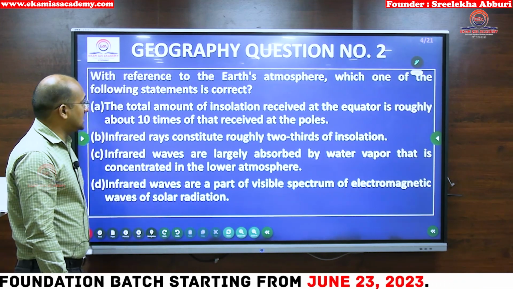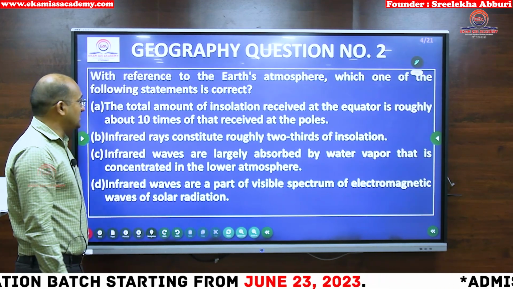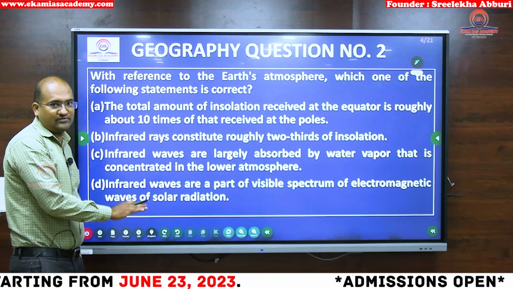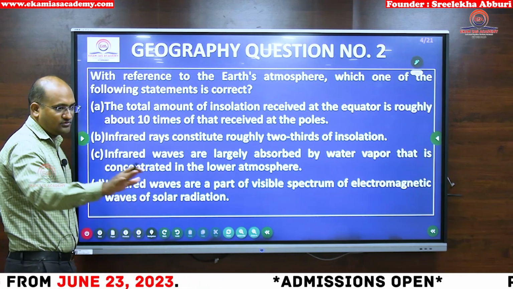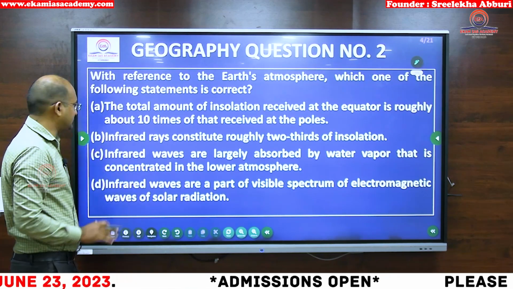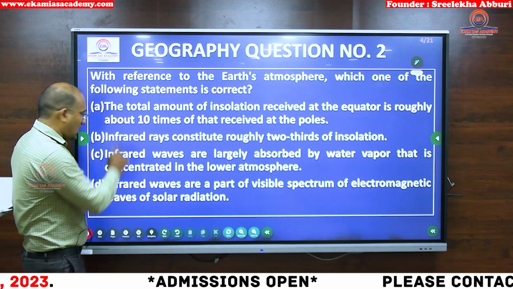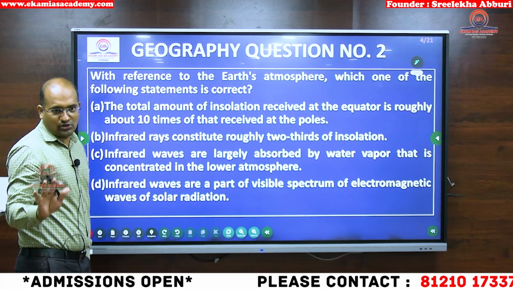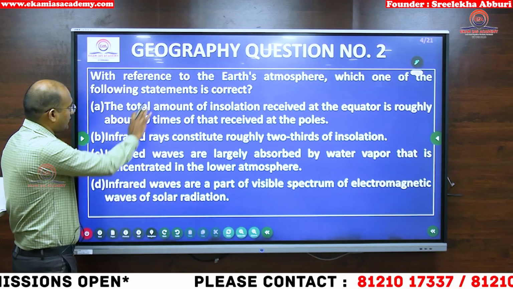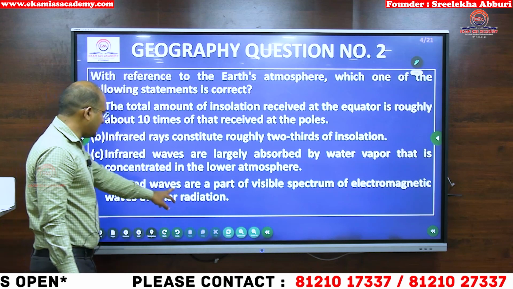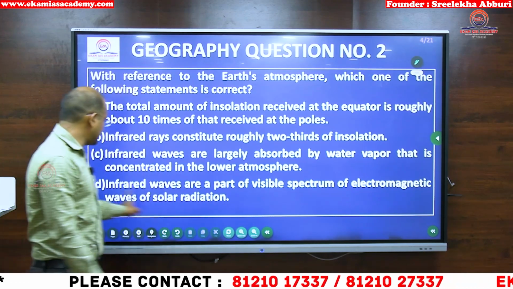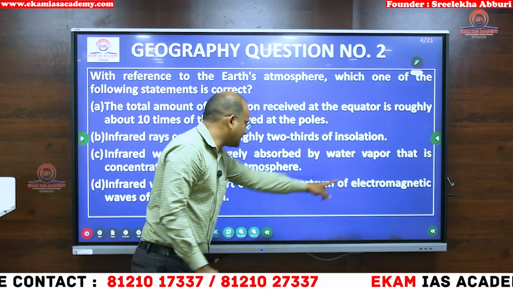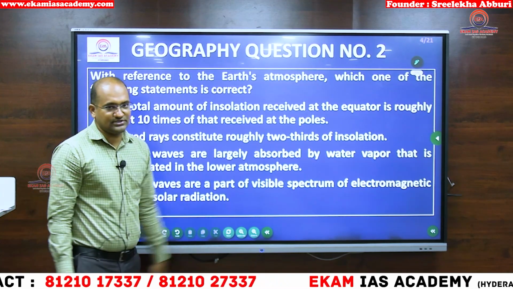With reference to the Earth's atmosphere, which one of the following statements is correct? So, again, this is basic geography, 11th, 12th class geography. If you go through the chapter, then you can answer. This is the type of question where you have to eliminate options using your knowledge. Okay. So, which one of the following is correct? Look at the last option: infrared waves are a part of the visible spectrum of the electromagnetic waves of solar radiation.